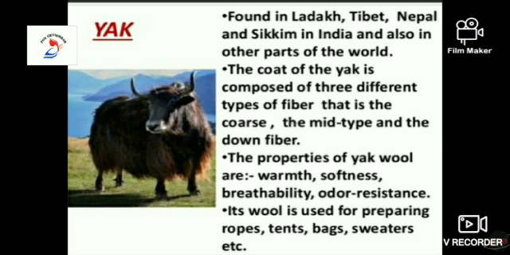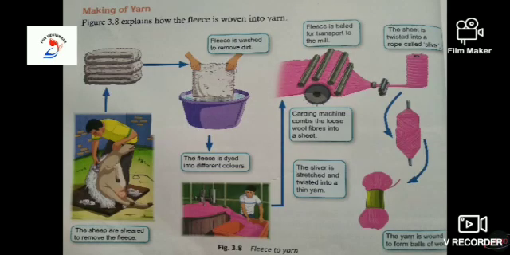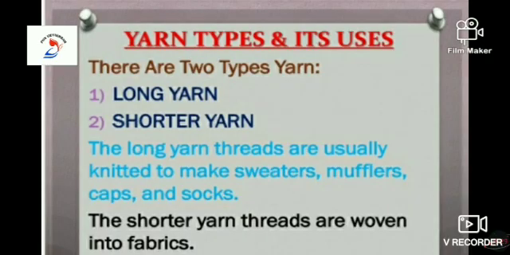Like yesterday I said, shearing, the removal of fleece from an animal, is called shearing. We discussed this flow chart in yesterday's session. Let's have a quick recap. First, shearing. Sheep are sheared to remove the fleece. Second step is sorting. Fleece is washed to remove dirt. The next, fleece is dyed into different colors. Then, fleece is baled for transport to different places.